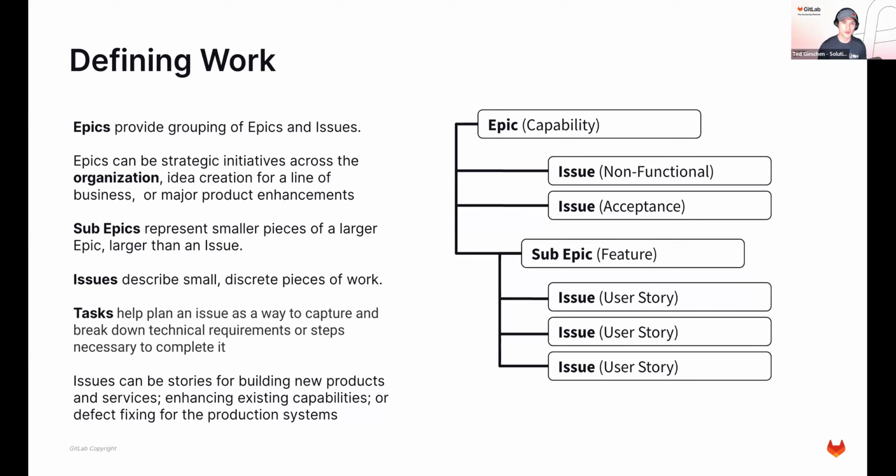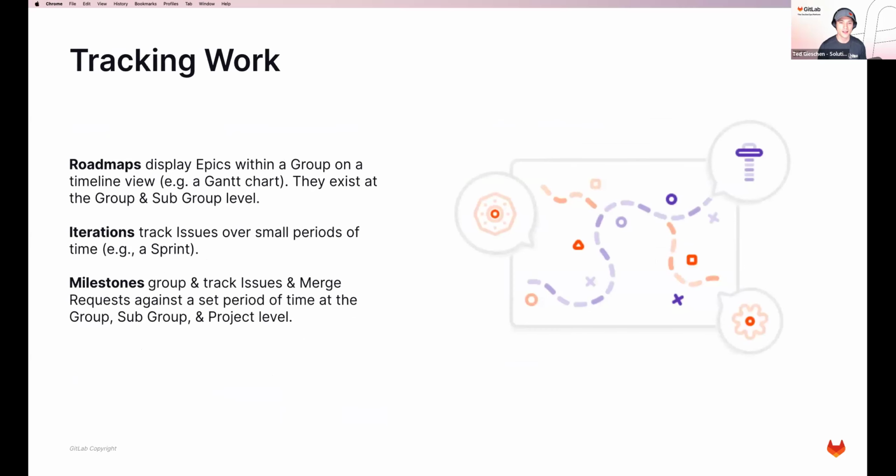Now, we talked about organizing work and defining work. Now, let's take a look at how you can track work within GitLab. First thing, we have roadmaps. Roadmaps allow you to display epics that we just defined within a group on a timeline view. Iterations allow you to track issues that we've also previously defined over a period of time. However, for iterations, it's typically over a smaller period of time. So think of your typical sprint, for example, which might be 2 weeks.